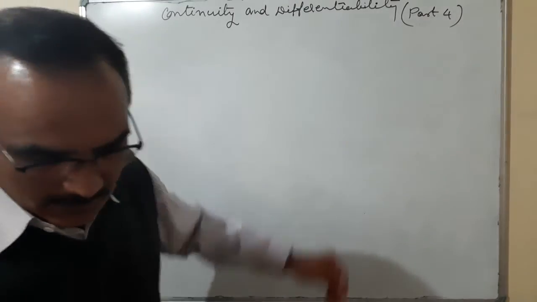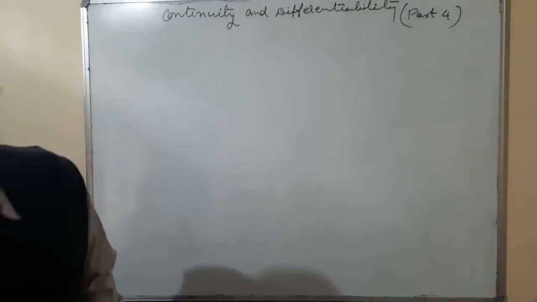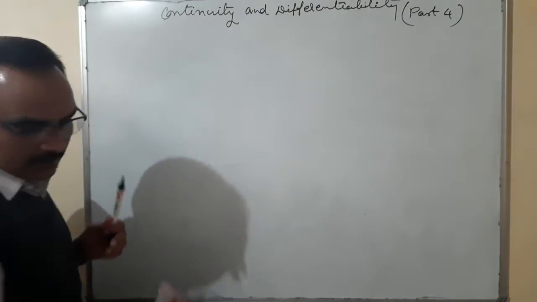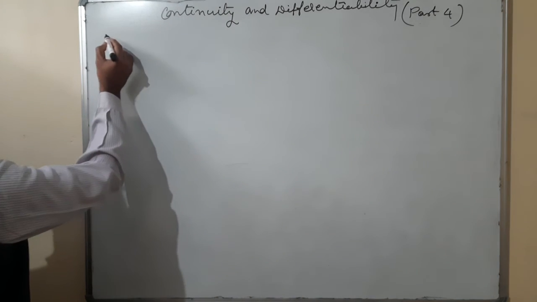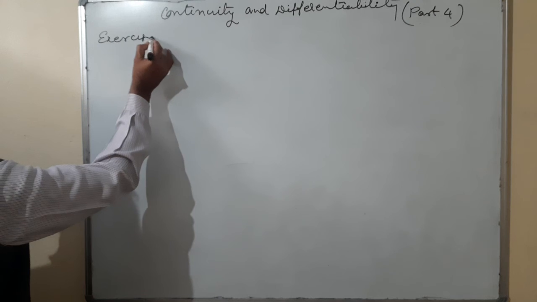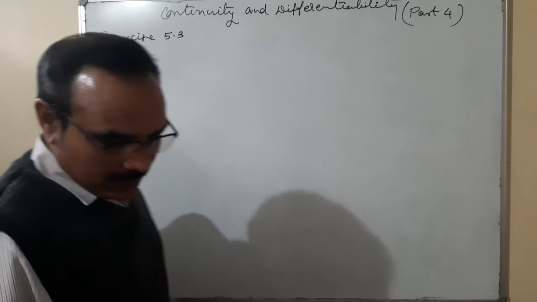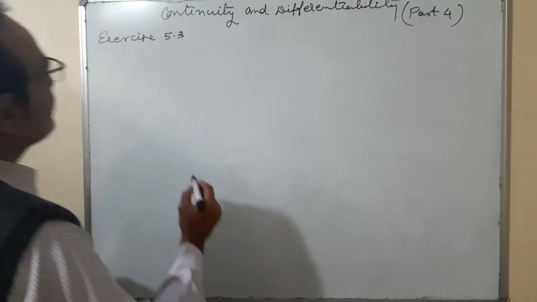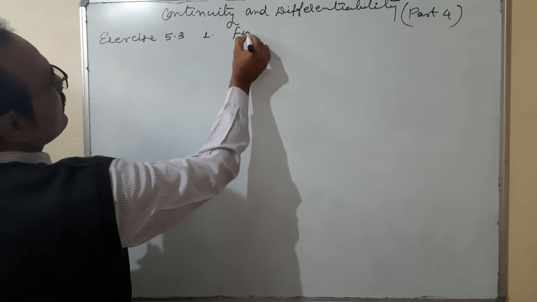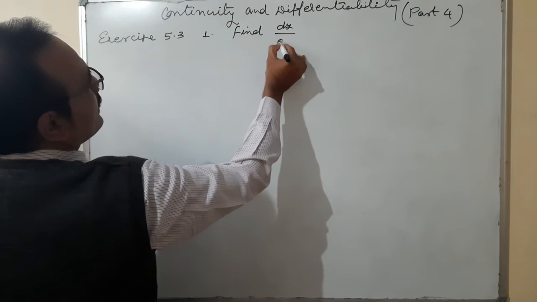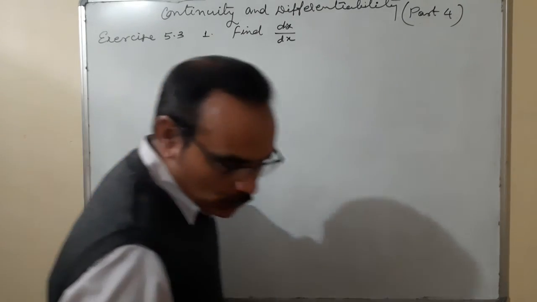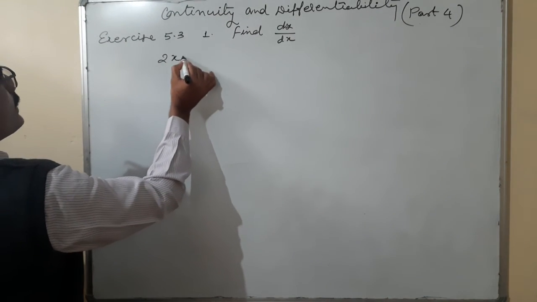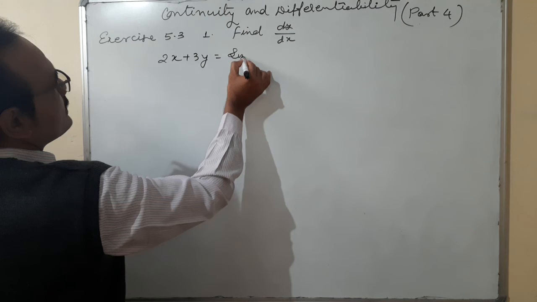Now coming to exercise number 5.3. From this exercise, I take the first question: find dy by dx. The question is 2x plus 3y is equal to sin x.